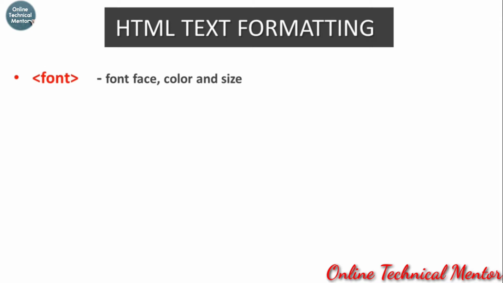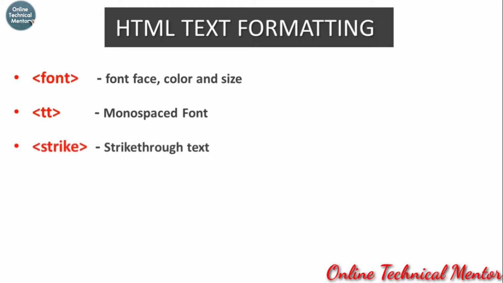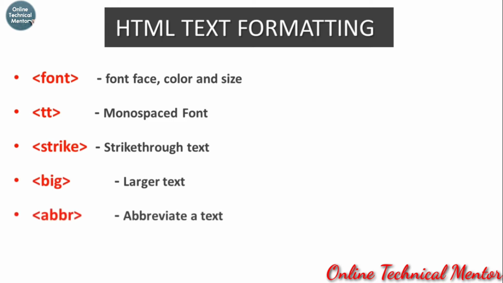This is used for font face, color and size. Font face means the style of the font. TT tag: when you display a text in monospaced font, at that time you have to use the TT tag. Strike through is equivalent to the del tag and s tag, as I have already shown in the previous video. Strike tag is also used for strike through text. Big is for bigger or larger text.